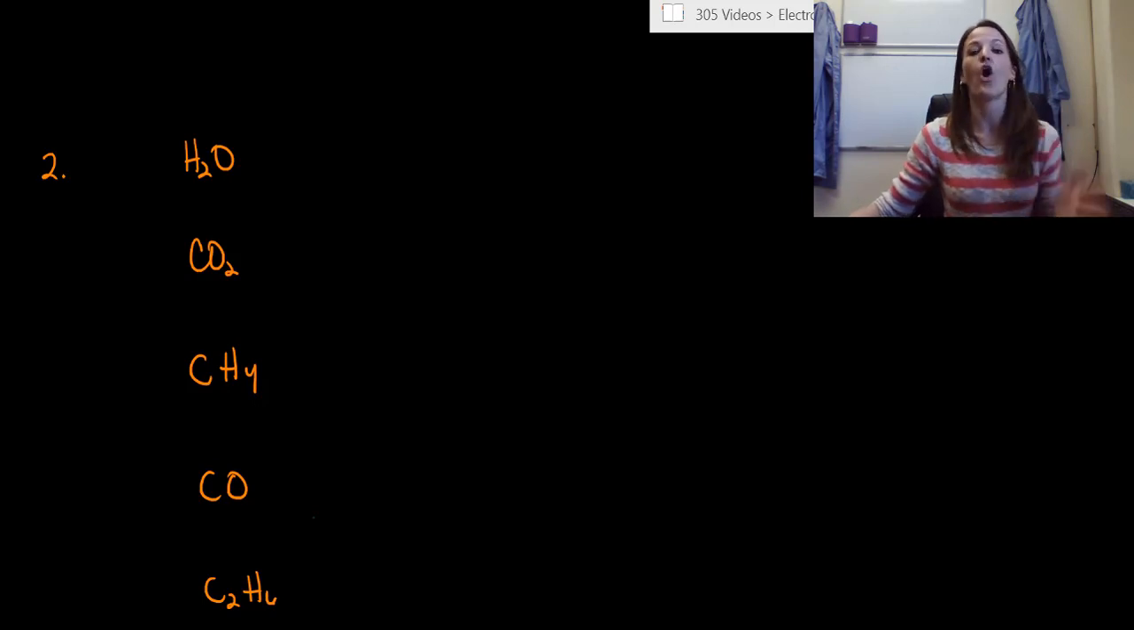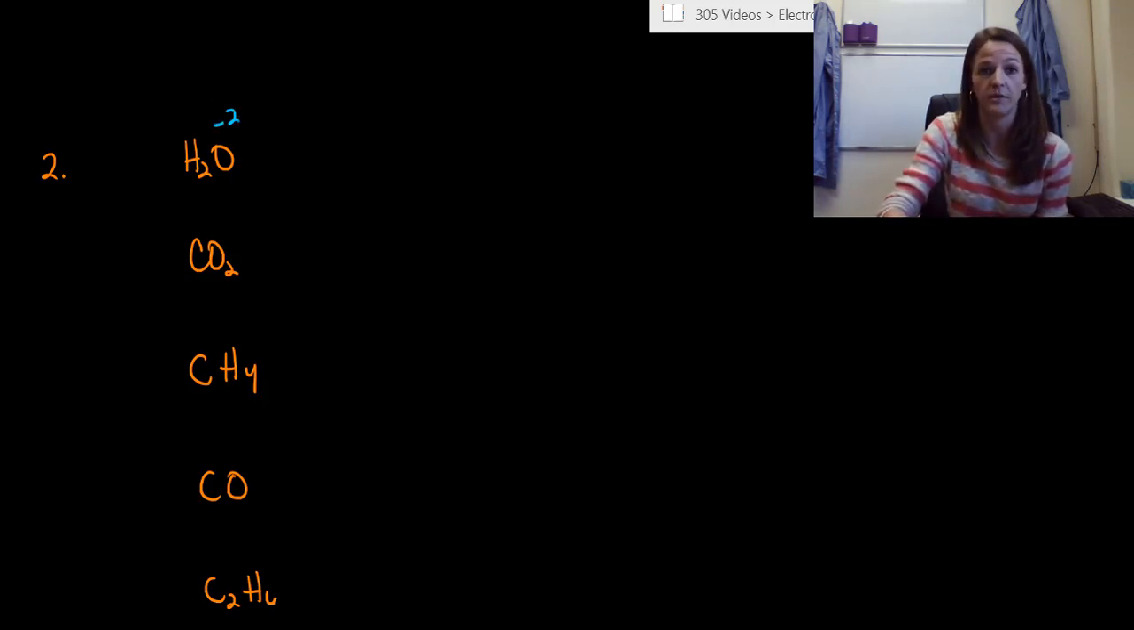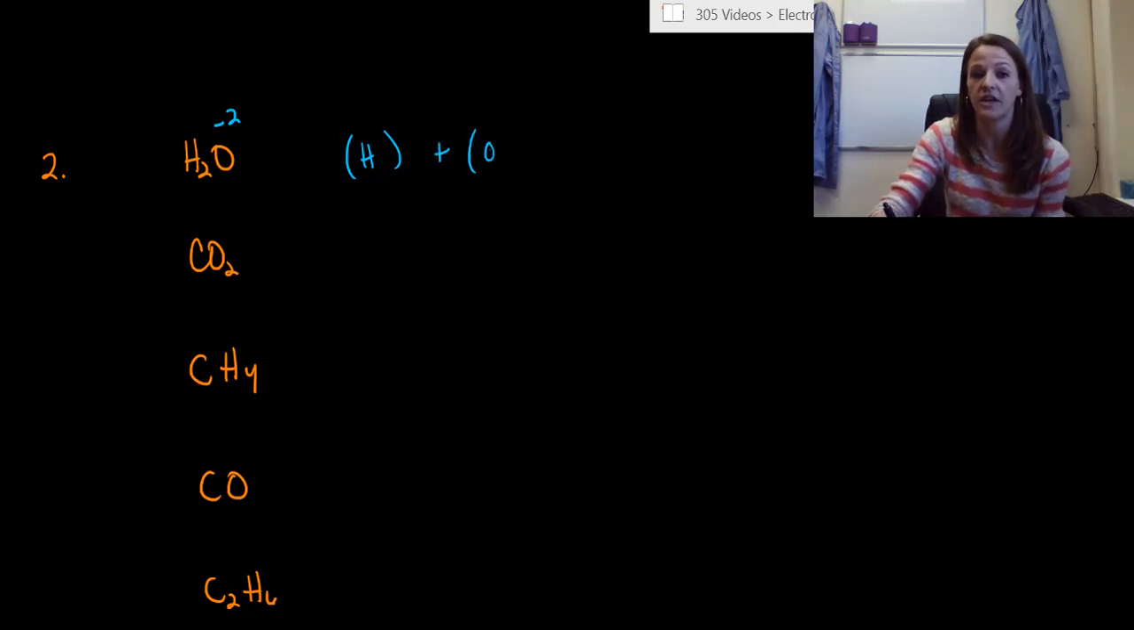The first thing I always do when I'm assigning oxidation states is I always try to assign oxygen first, followed by hydrogen, then anything else that's left over. So if we look at water, we're going to assign oxygen first. For this course, oxygen is always going to be -2. Always. So what we need to do is take the oxidation state of hydrogen and add it to the oxidation state of oxygen.